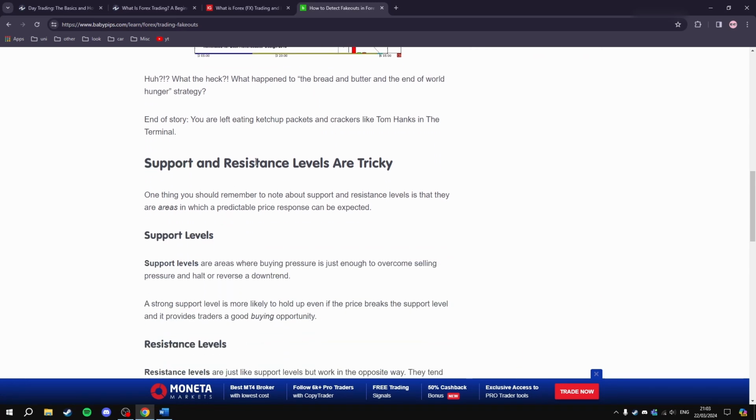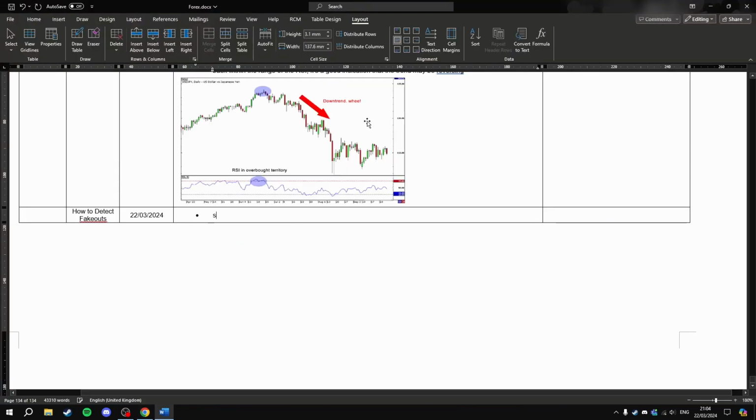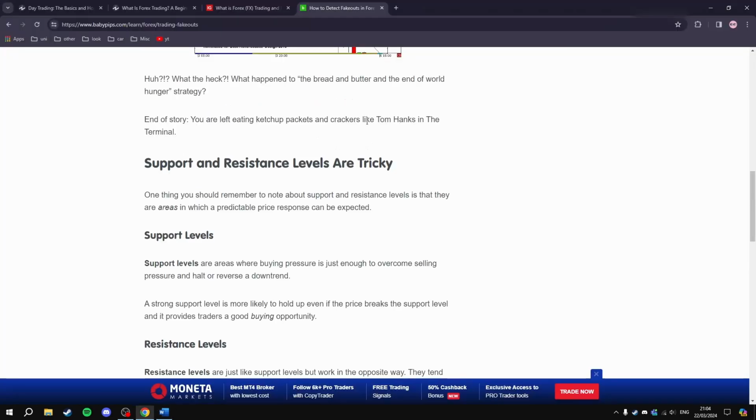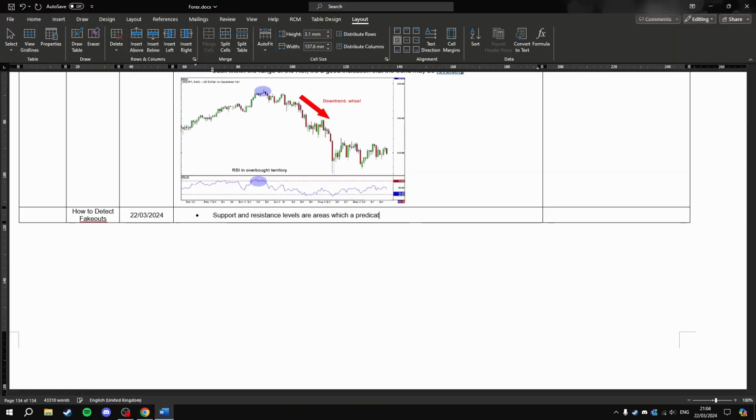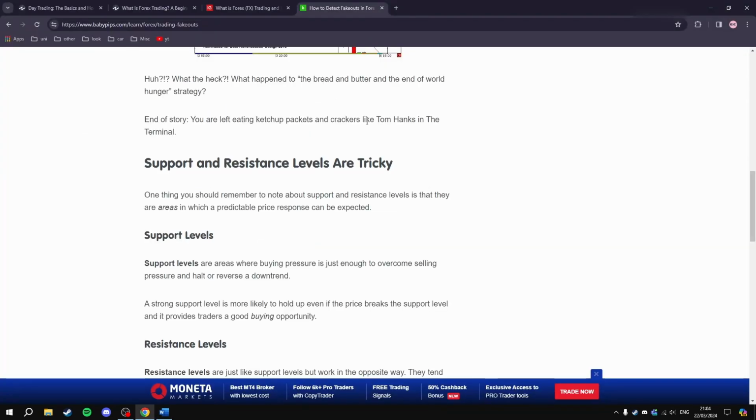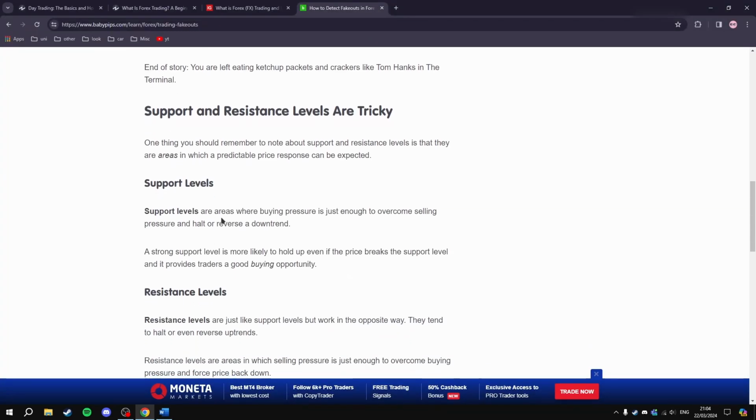Support and resistance levels are tricky. One thing you should remember about support and resistance levels is that they are areas in which a predictable price response can be expected. Support levels are areas where buying pressure is just enough to overcome selling pressure and halt or reverse the downtrend.